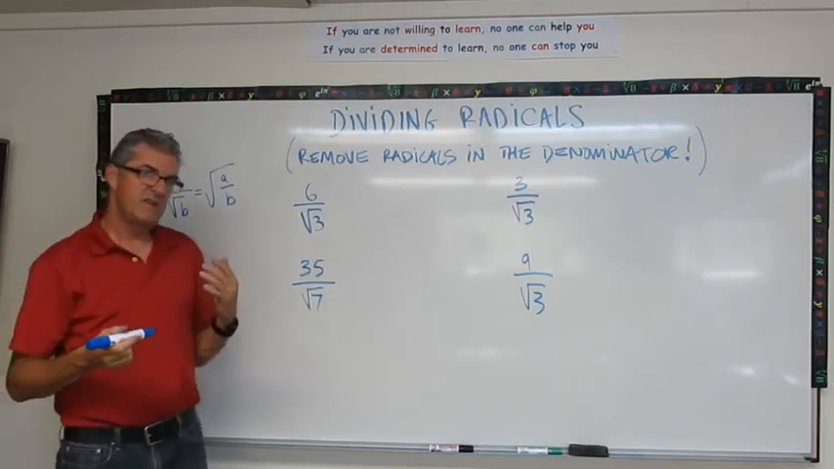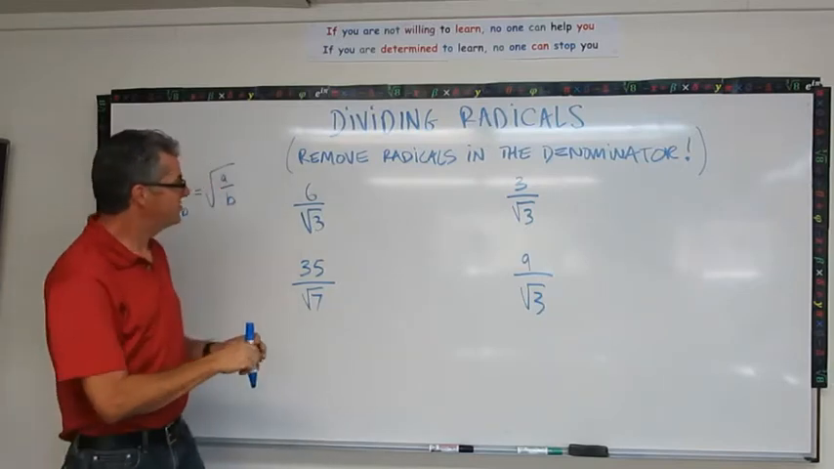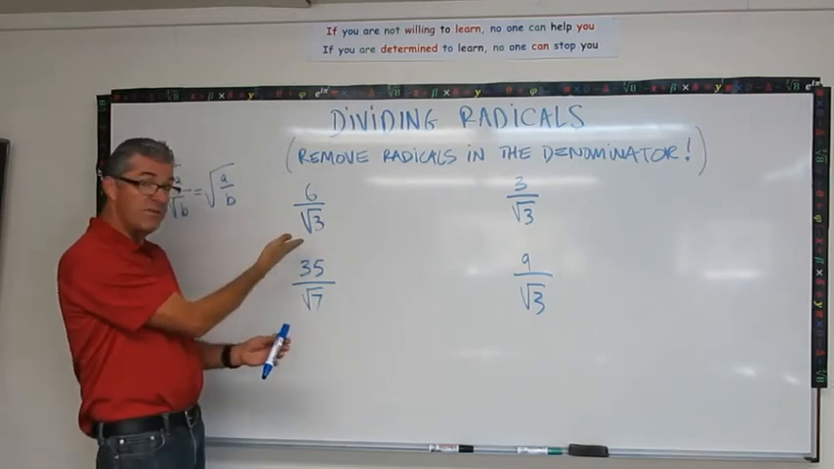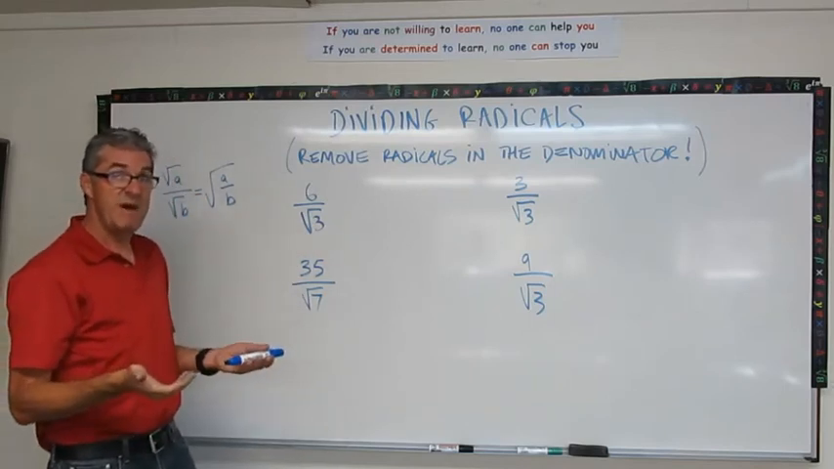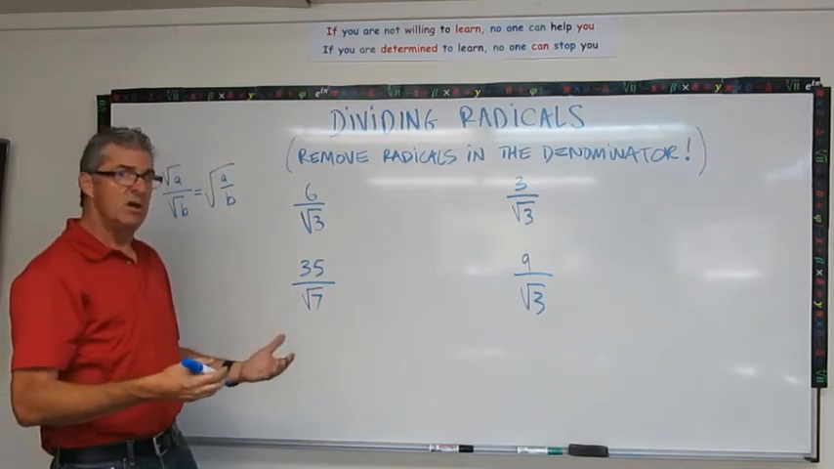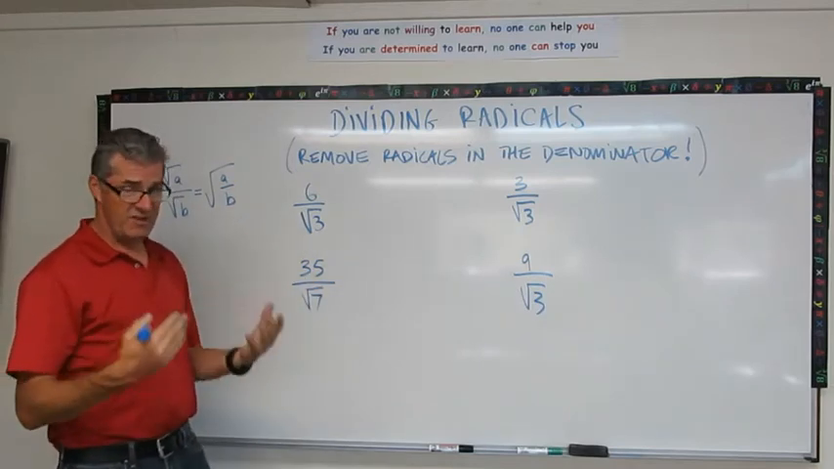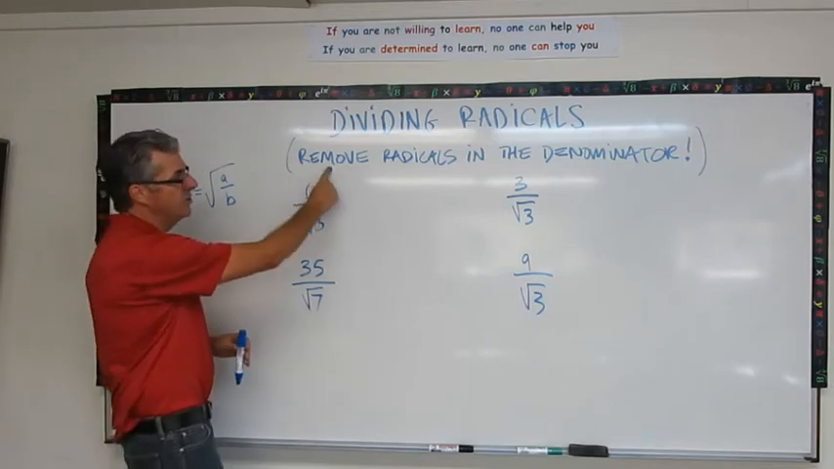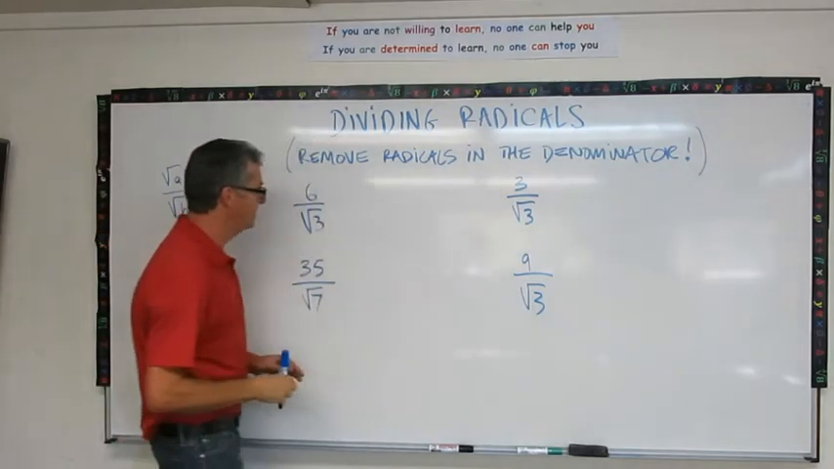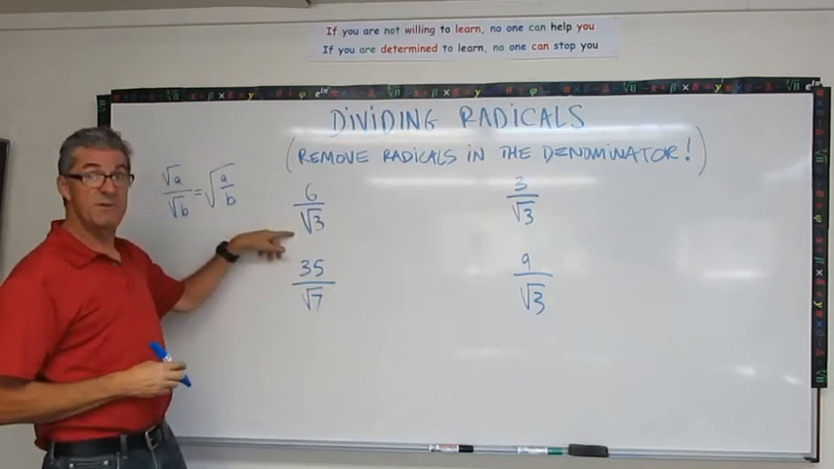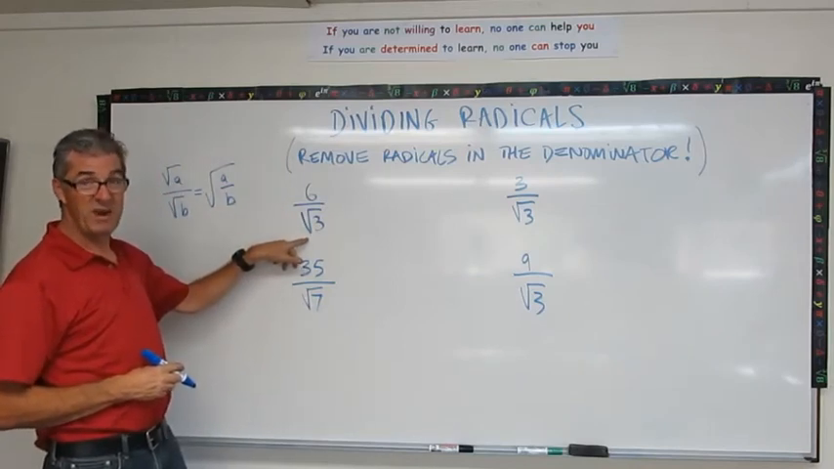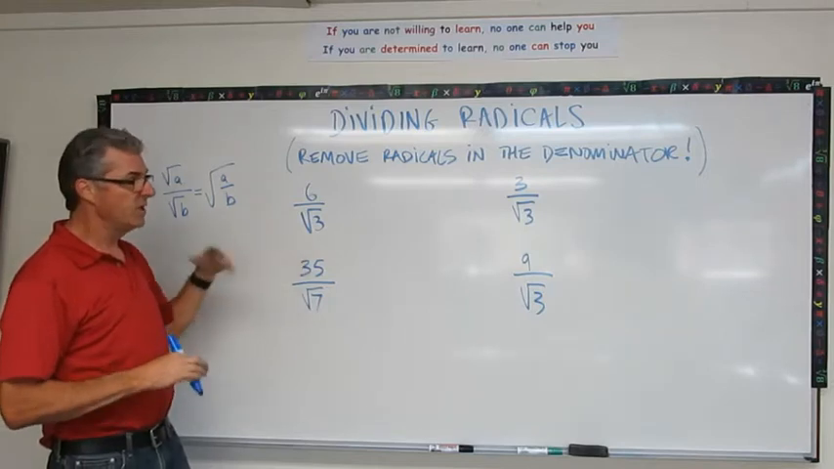Now, there's this convention in mathematics. We don't like radicals in the denominator. There's nothing wrong with that. That's a completely valid mathematical expression. However, in mathematics, we have conventions in various places, and this is one of them. What we want to do is remove radicals in the denominator. So this is a very simplified expression, but it's got this root in the bottom of the fraction, or in the denominator. So we need to remove it.